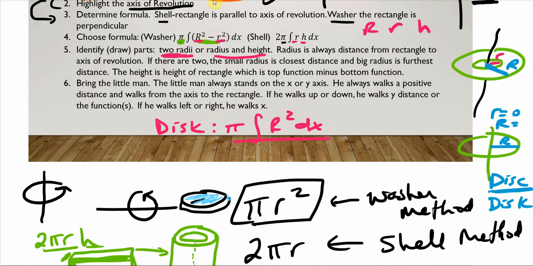So here you're going to notice that there's going to be a big R and a little r. Here you're going to have r and the height. R is always defined, did you hear what I'm about to say? R is always defined from the distance from the rectangle to the axis of revolution. Now, if there's two of them, if there's a big R and a little r, because it's a washer, the small radius is going to be the closest distance, and the big radius is the furthest distance. Okay? Now you're going to say, I don't understand what you're saying.